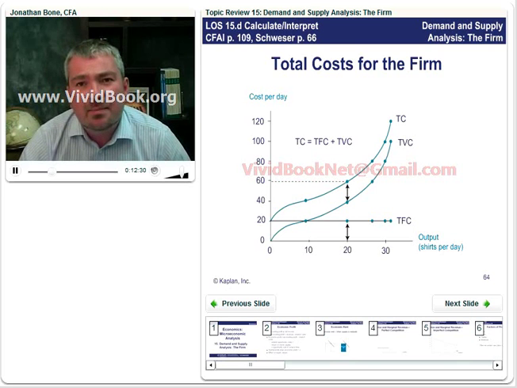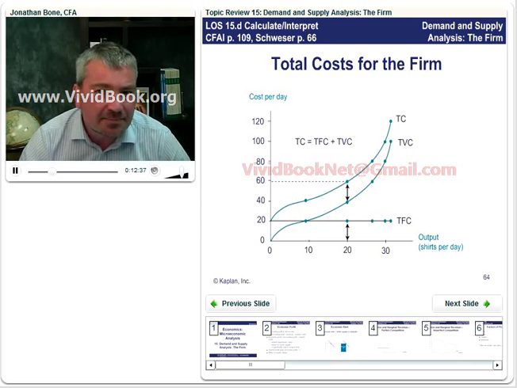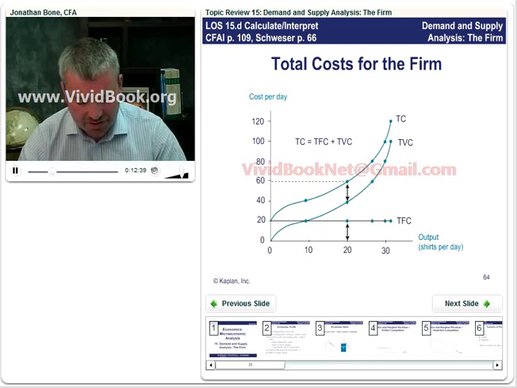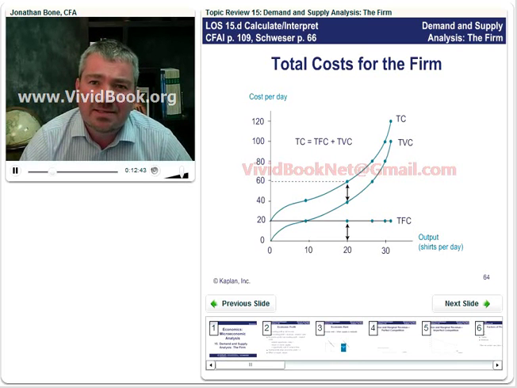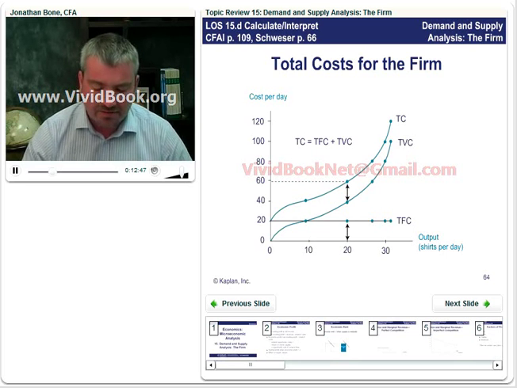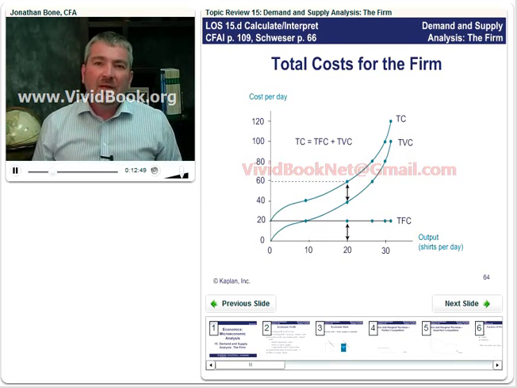But then we get to the point, you can see, where the total cost curve starts to have a steeper gradient. So essentially marginal cost is actually increasing. So notice marginal cost decreases and then increases, and we can see that in the curvature of our total variable cost line. The final line on our diagram is just total cost. Now this is simply total variable cost plus total fixed cost.